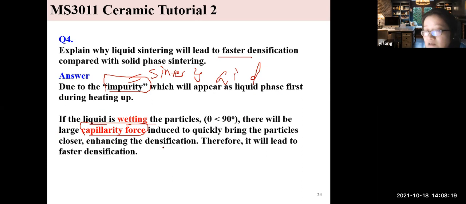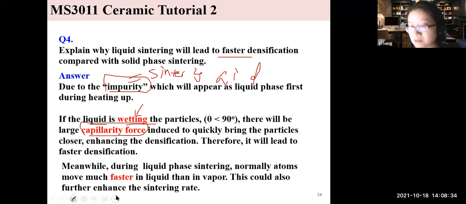So that is this portion. Remember these are conditions. The condition is wetting, it has to be wetting. There's another one we briefly talked about in the lecture. There's actually another way, and it also helps a little bit. Meanwhile, during liquid phase sintering, normally atoms move much faster in liquid than in vapor. This could also further enhance the sintering rate.